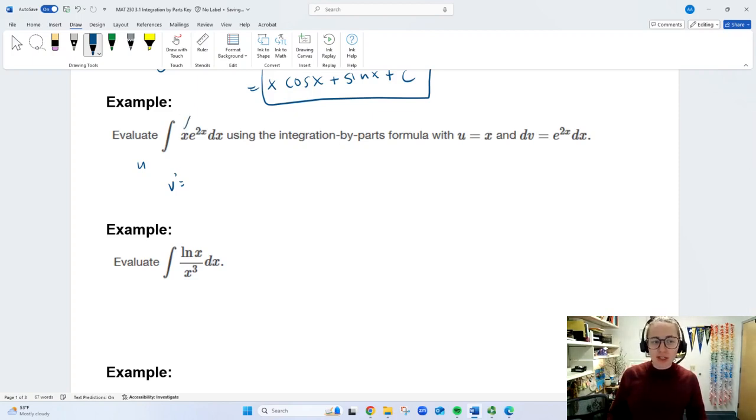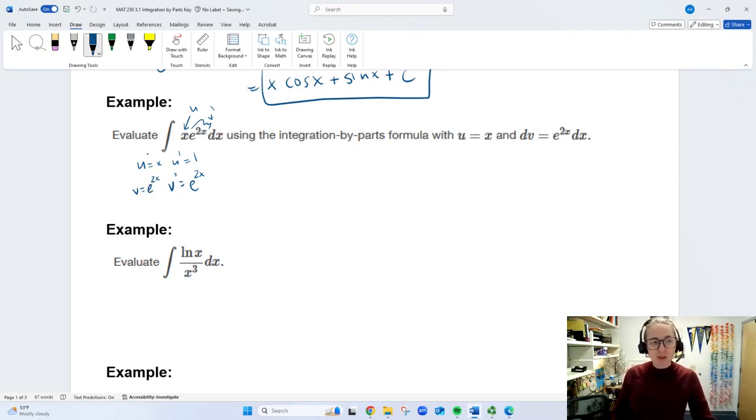Our u is usually something that when I take my derivative of it, I'll end up with something easier. So I'm going to let my u actually be my x, which means that u prime is just going to be 1. And I'll let my e to the 2x, that whole thing, be my v prime. So now I'm going to have to take my antiderivative of that, which, e to the anything, the antiderivative of that is e to the anything.